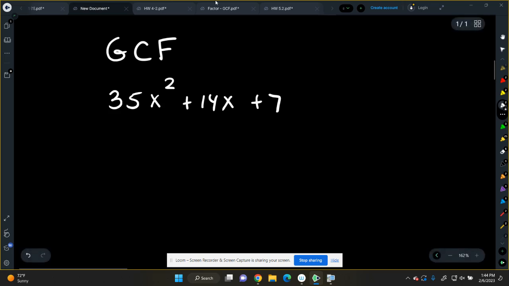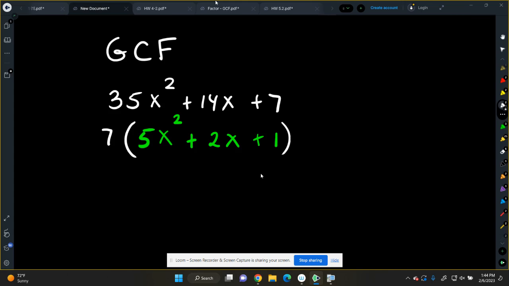Okay? So what goes into 35x squared plus 14x plus 7? 7. So we're going to take a 7 out. And then in parentheses, we're going to write what's left. Well, if I take 7 out of 35, basically I'm dividing. What's going to be left? How many times does 7 go into 35? 5 times. So I have 5x squared. How many times does 7 go into 14? 2x, and then 7 into 7? 1. And now, right there, we have factored out the greatest common factor.